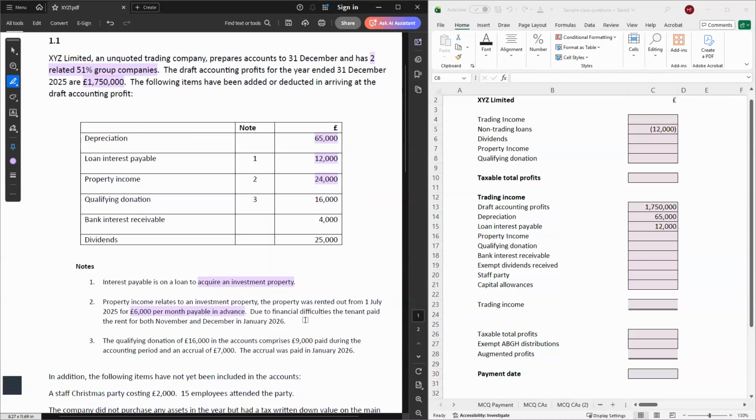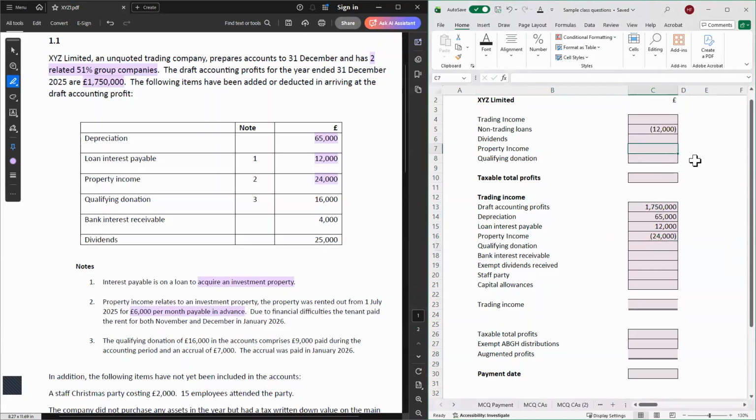For corporation tax, we know that property income and trading income are always calculated on an accruals basis, so it doesn't matter if the income hasn't been received yet, it will still be taxable. So we need to make an adjustment here for this. And we know that the property income will also be taxed within property income up here rather than in trading income. So in the trading income, £24,000 of property income has been taken into account. So we need to deduct that from trading income.